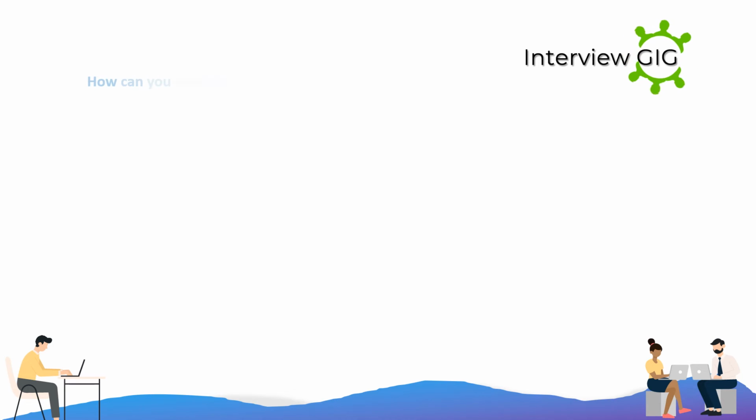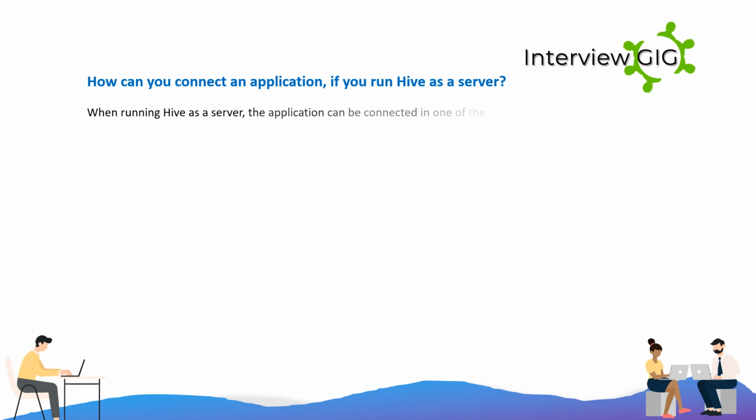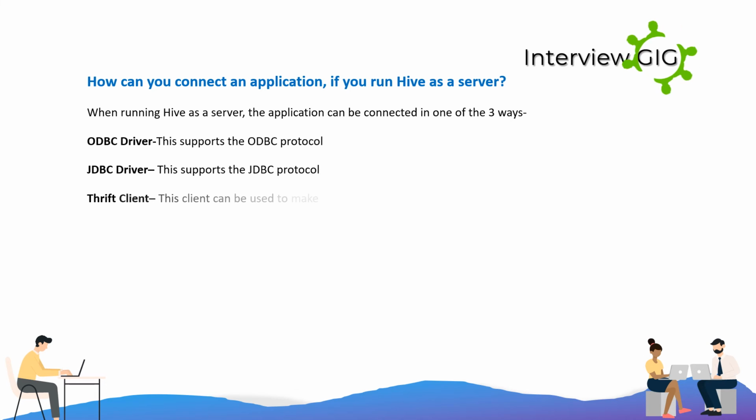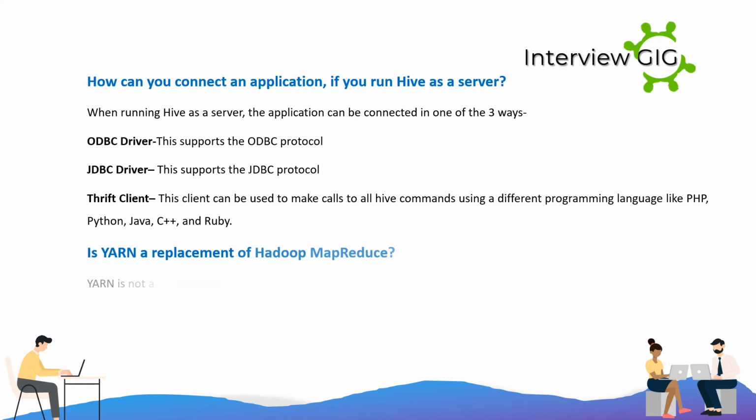How can you connect an application if you run Hive as a server? When running Hive as a server, the application can be connected in one of three ways. ODBC driver, this supports the ODBC protocol. JDBC driver, this supports the JDBC protocol. Thrift client, this client can be used to make calls to all Hive commands using a different programming language like PHP, Python, Java, C++, and Ruby.